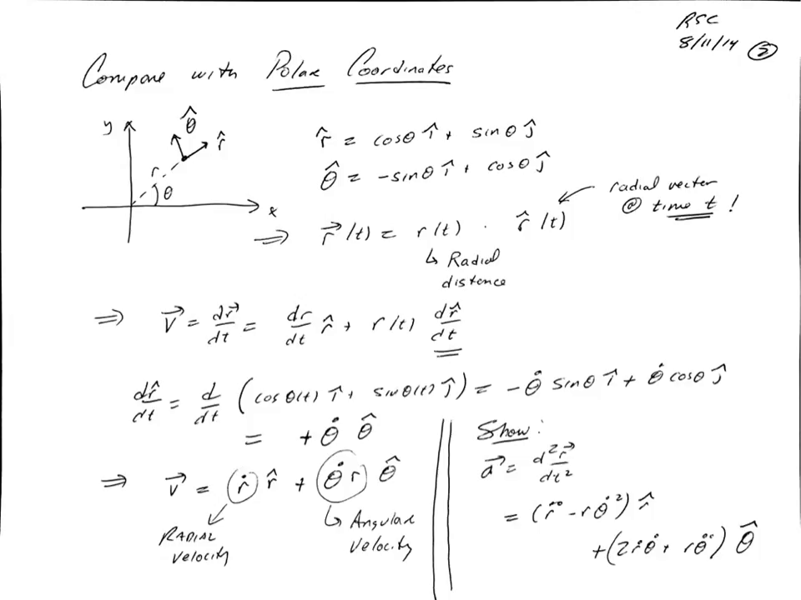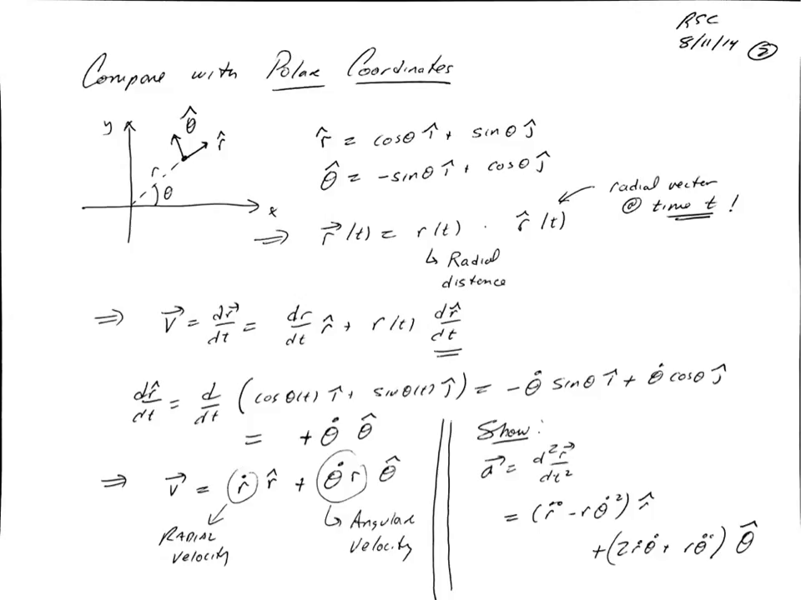If you have a chance, you should try going one step further and computing the acceleration, which is d squared r by dt squared. Using these same formulas twice now, and now you'll also have to compute the derivative of theta hat with respect to time, you'll see that the acceleration has interesting radial and angular components. The radial component is r double dot minus r theta dot squared. This is just the radial acceleration that you might expect.